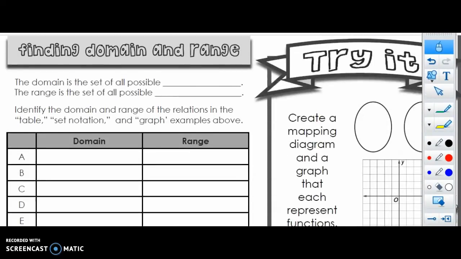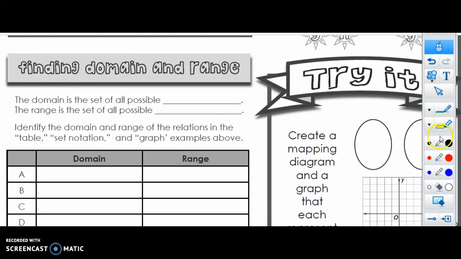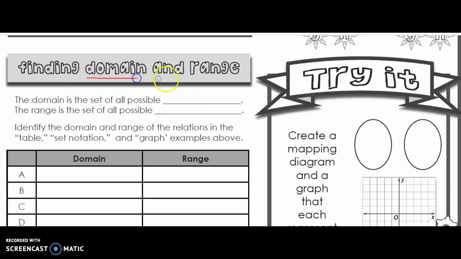At this point, I want you to notice these problems. It says finding domain and range. Now remember, domain is the x, range is the y. The domain is the set of all possible x values, that's an E. I'm having trouble with my E's. And the range is the set of all the y values. So the domain is like where the values come from. The range is what values are possible once they're there.